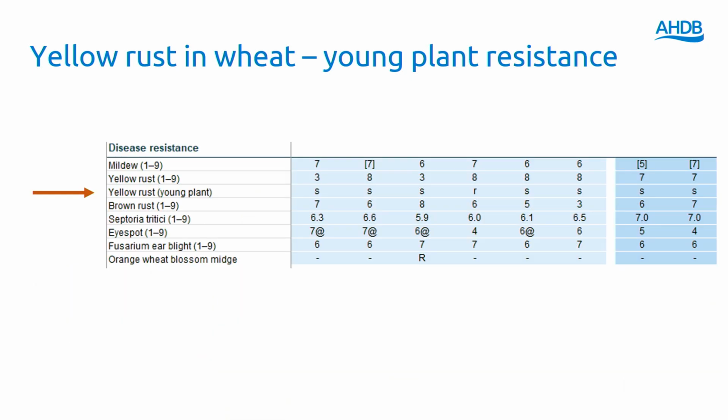In the 2022-2023 RL, for the first time, there was information on young plant resistance to yellow rust, and you can see it in the disease resistance section there under mildew and yellow rust. And as Hugh was saying, this is classified at the moment as either susceptible or resistant in the RL. So that's what the S and R indicate.